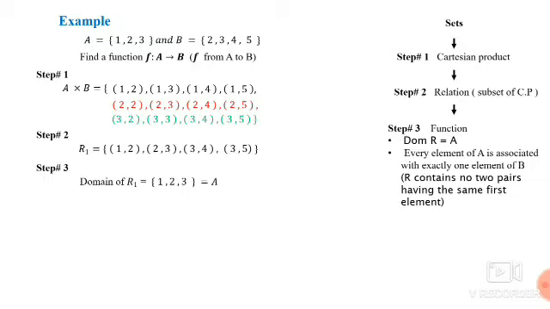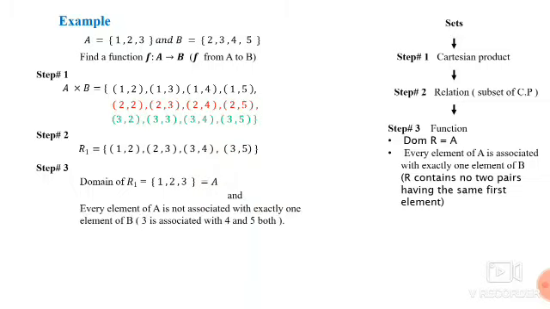The first condition: the set of domain should be equal to set A. Here we can see the set of domain will have 1, 2, 3, which is equal to our set A. It means the first condition is satisfied. Now check the second condition. The second condition says there should be no two pairs which have the same first element, but here we can see that we have two ordered pairs which have the same first element, so our second condition is not satisfied. Hence the relation which we have considered is not a function.